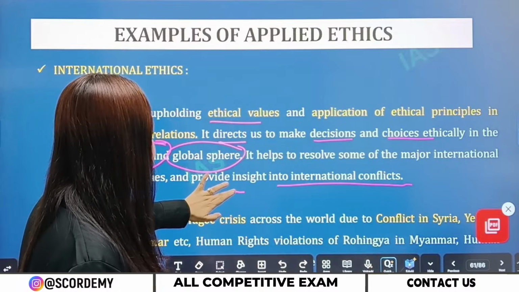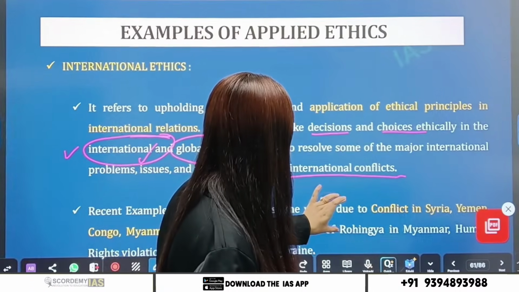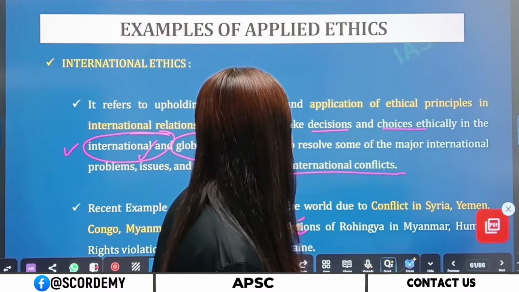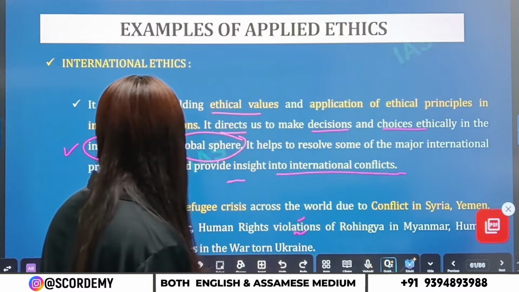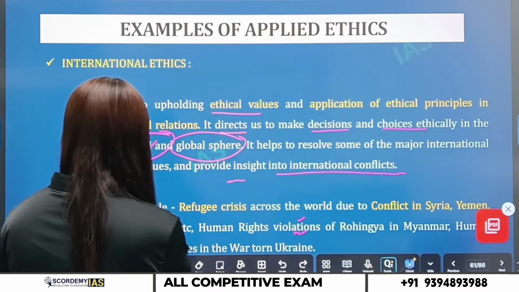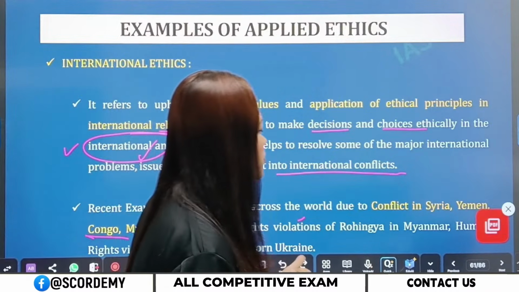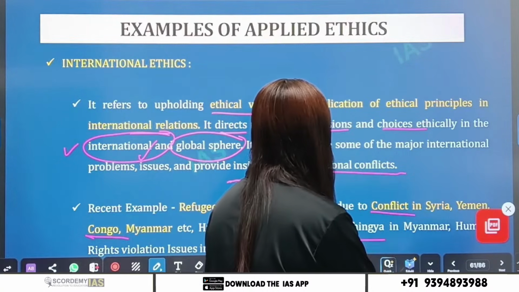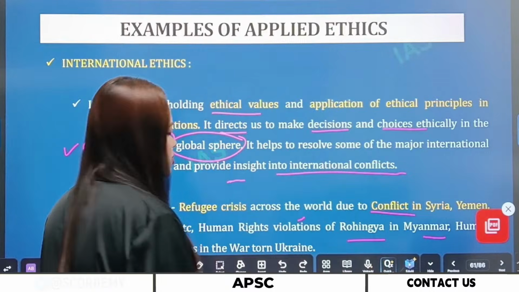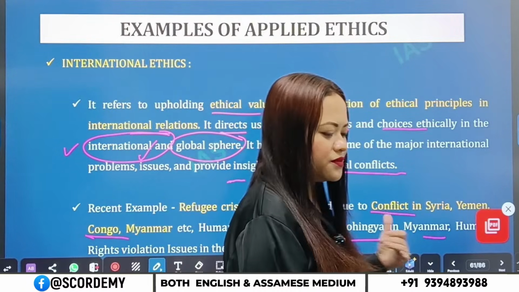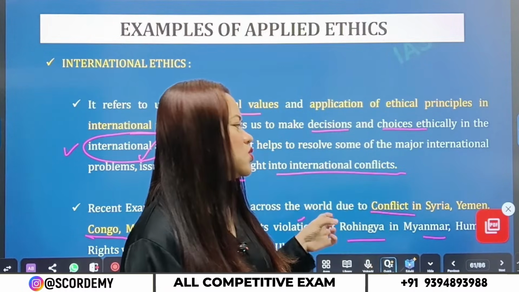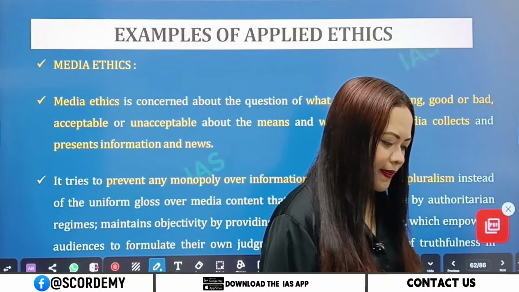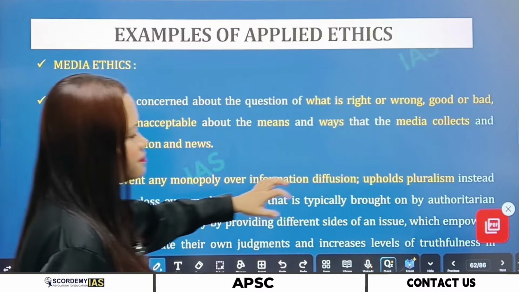You can give several examples. These examples are the refugee crisis from all over the world, conflicts in Syria, Yemen, Congo, then war zones, Gaza, you can include that example, then the refugee crisis of Rohingya in Myanmar, human rights violation issues in Sudan, in Ukraine, even in Manipur. You can add all those examples here.